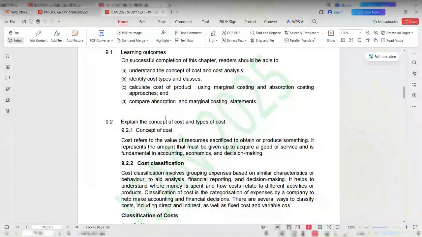Cost is the resources that you sacrifice to obtain or produce something. It represents the amount that must be given up to acquire a good or service, and is fundamental in accounting, economics, and decision making. So I believe you should be able to explain what cost means now: it is the value of resources you are sacrificing to obtain or to produce something. It also represents the amount that must be given up.